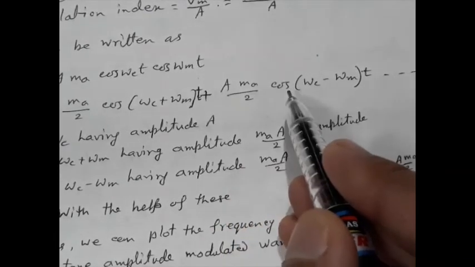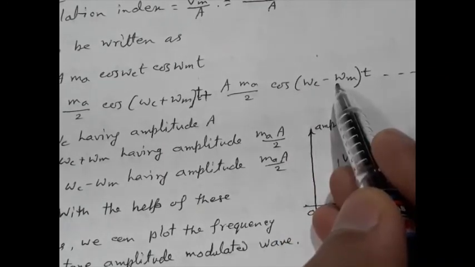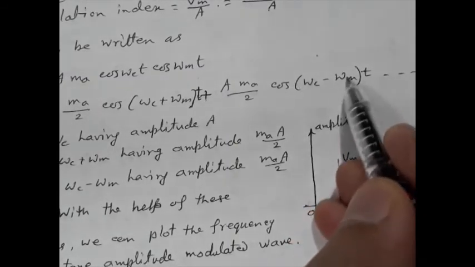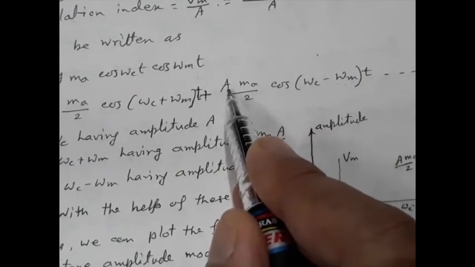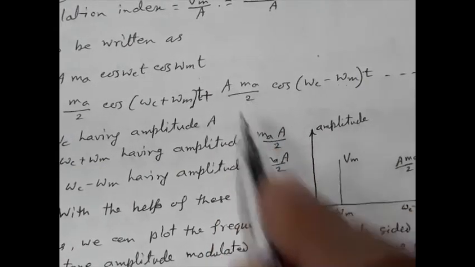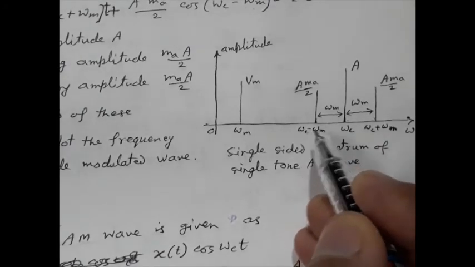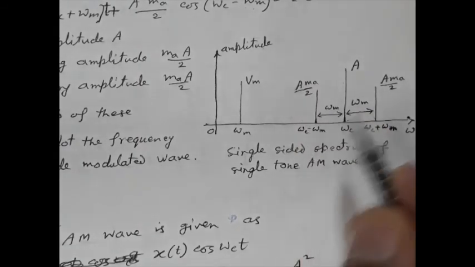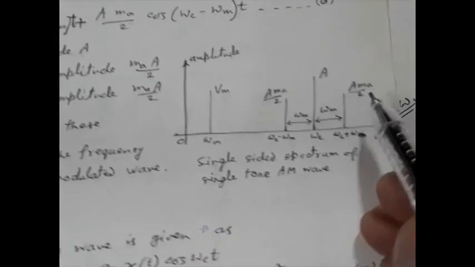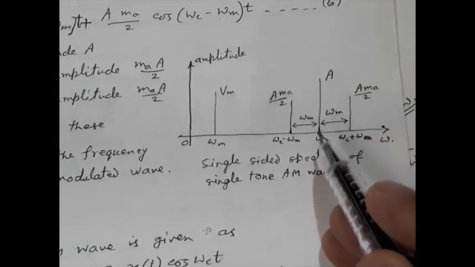Similarly, here the frequency is omega c minus omega m, and it is a cosine function. So we will have a spike at frequency omega c minus omega m with amplitude of A ma by 2. So here we have the third term, omega c minus omega m frequency with amplitude A ma by 2. So clearly we have three distinct components. This one is for the carrier.